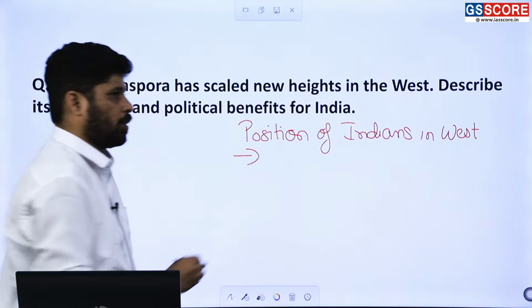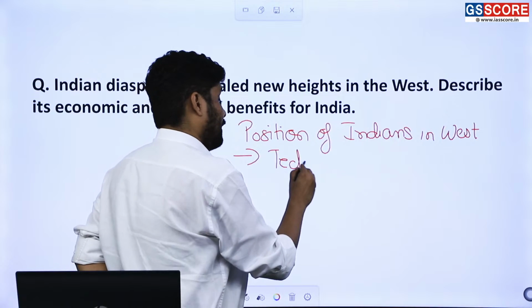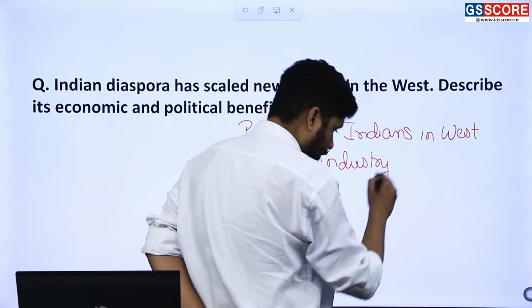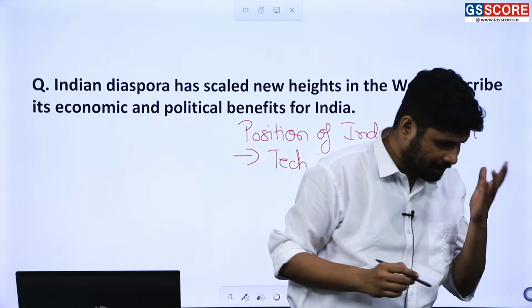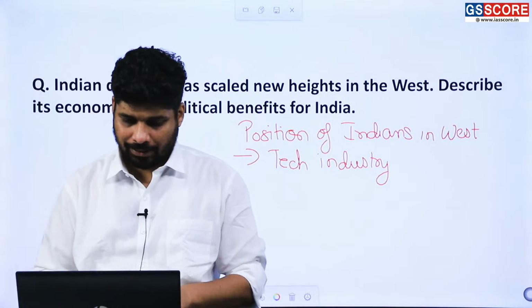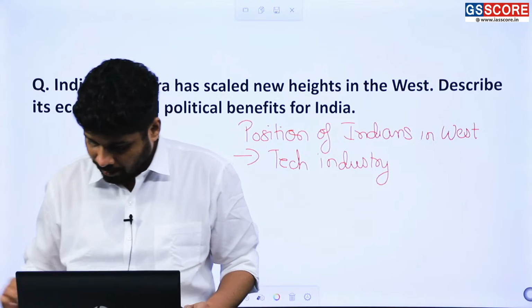सबसे पहले तो यू कैन टॉक अबाउट टेक इंडस्ट्री. व्हाट डू वी सी इन टेक इंडस्ट्री? We see because of the technological inclination of Indians and due to their hard work over the period of time, what has happened is Indians have occupied important positions.